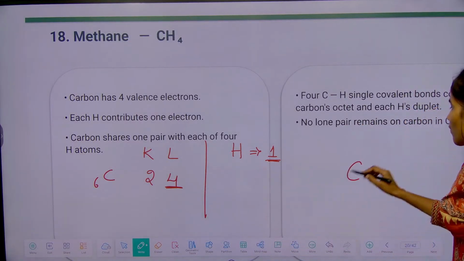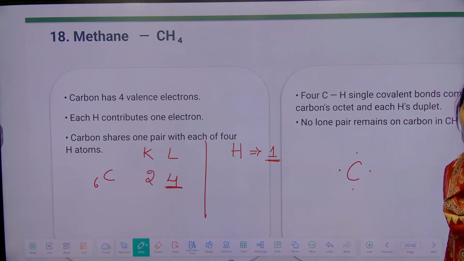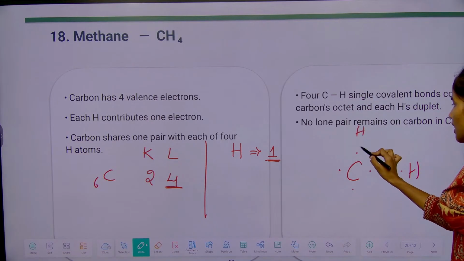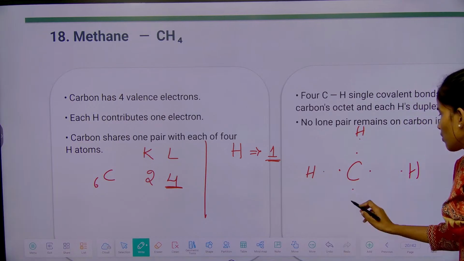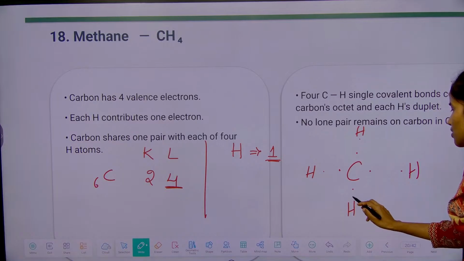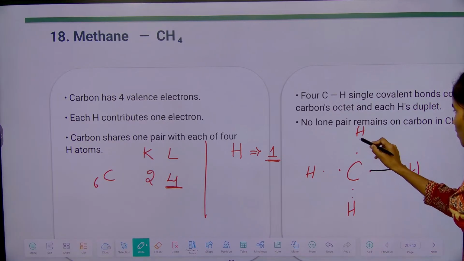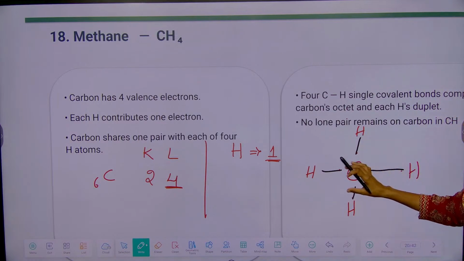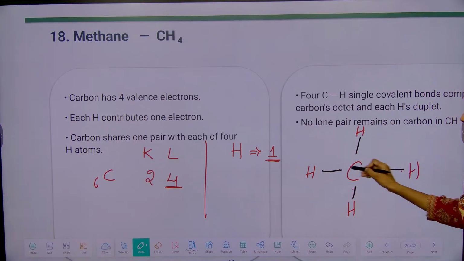Carbon, 4 electrons I am representing like this, 1, 2, 3, 4. 4 hydrogens are there, 1 hydrogen here with 1 electron, another hydrogen here with 1 electron, another hydrogen with 1 more electron, and another hydrogen with 1 electron. So what is happening? They are forming bonds. So 4 covalent bonds are formed, and we will call them 4 C-H covalent bonds.